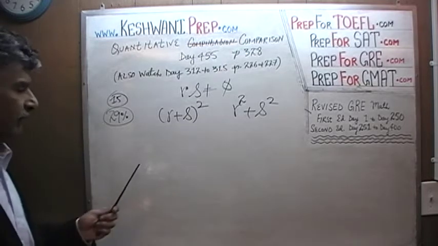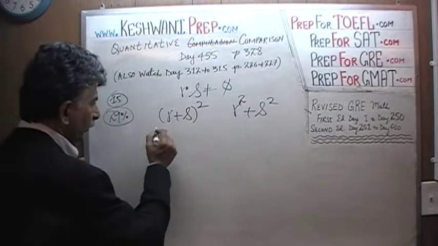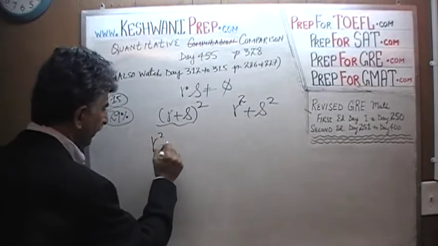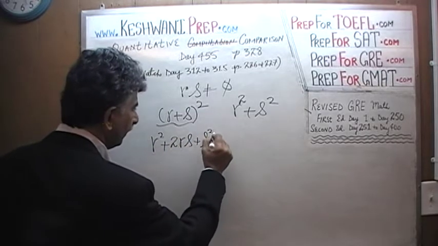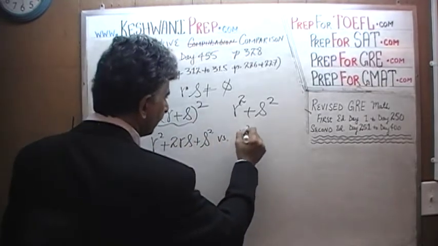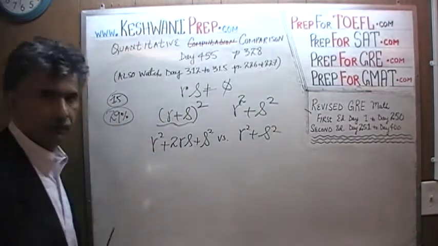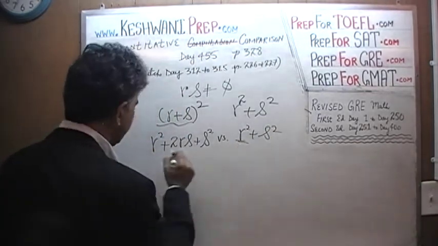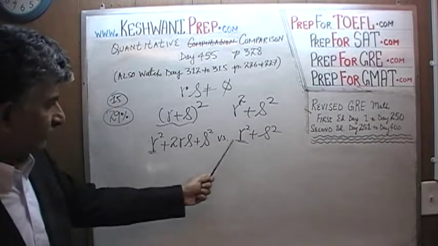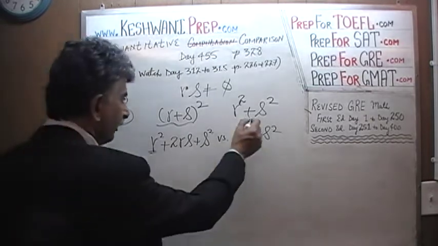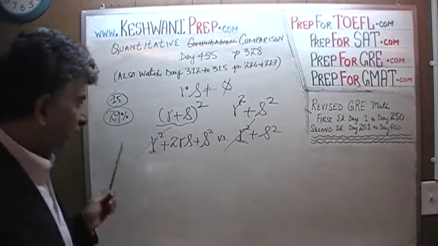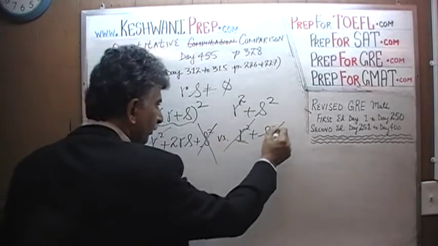Okay, here's what's going on. The very first thing we're going to do is open this thing, which is going to be R squared plus 2 times R times S plus S squared versus R squared plus S squared. We see R squared on this side, we see R squared in this column. Let's subtract R squared from both columns. R squared drops out. Let's subtract S squared from both columns. S squared is going to drop out.